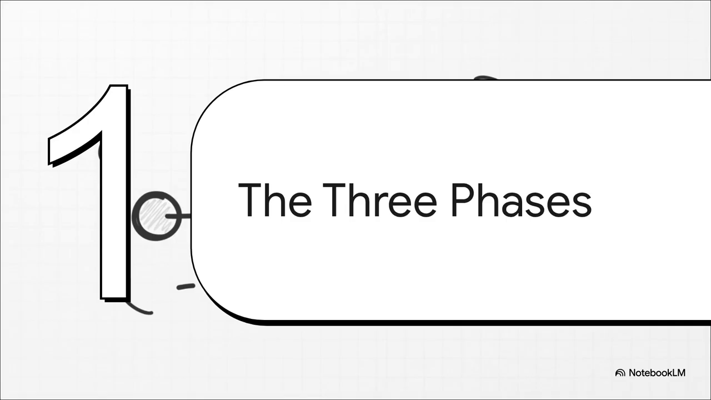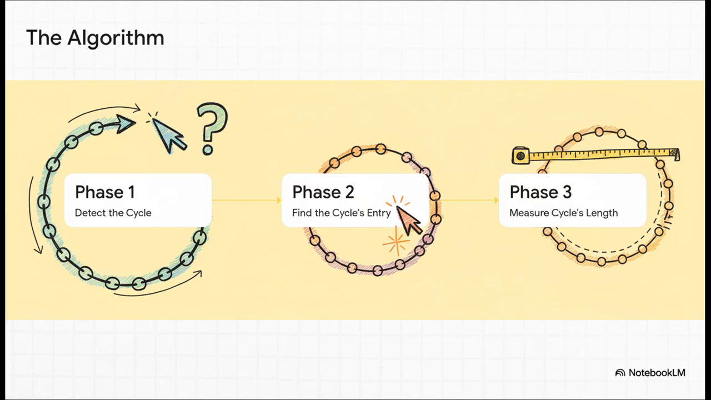A cycle exists. But you know, just knowing there's a loop isn't quite enough to solve the whole puzzle. We actually need to figure out 3 different things. We're going to tackle this in 3 distinct phases. Phase 1 is what we just did, detecting that the cycle is even there. Phase 2 is finding the exact front door to that loop. And phase 3 is measuring just how long that loop is.